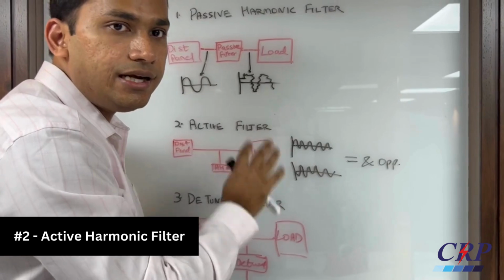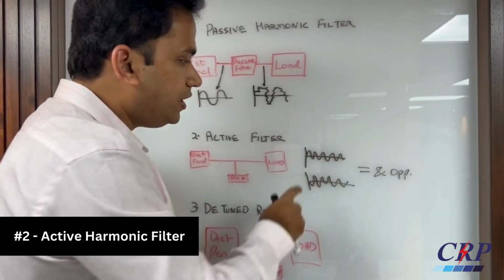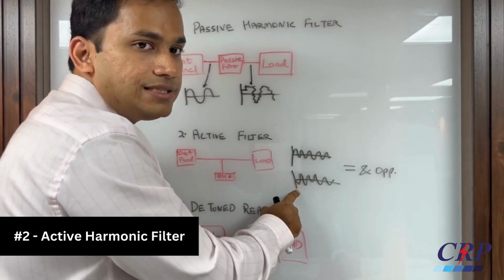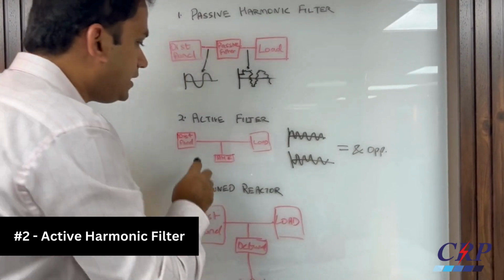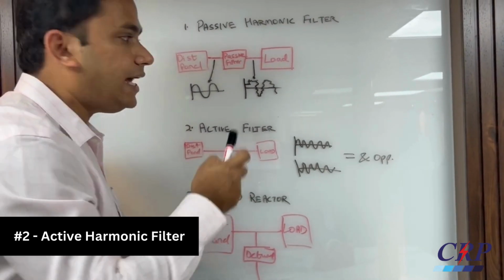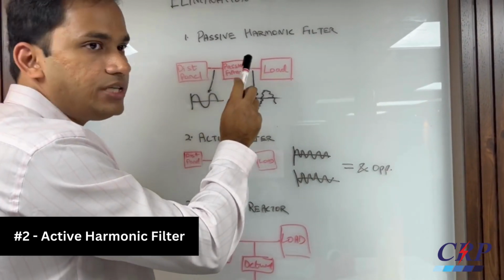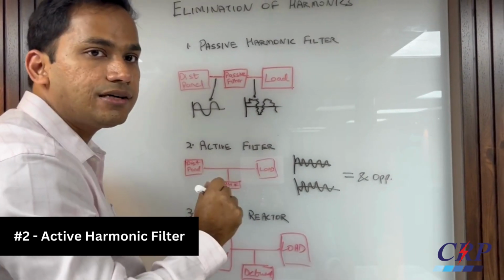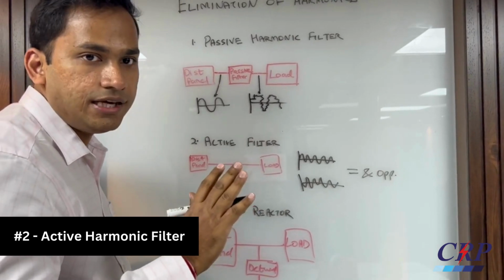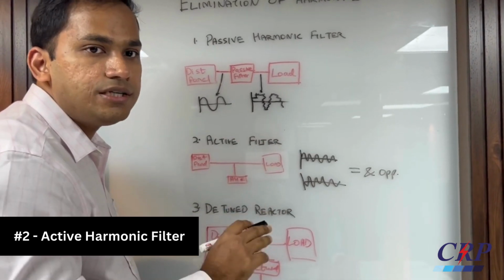It will inject an equal and opposite waveform. So this harmonic is cancelled out and the system has a clean waveform. That is basically the function of the AHF. Like we saw, passive filters were just blocking the harmonics, but in the case of an active filter, it is completely removing the harmonics so that the loads and the equipment are not affected.